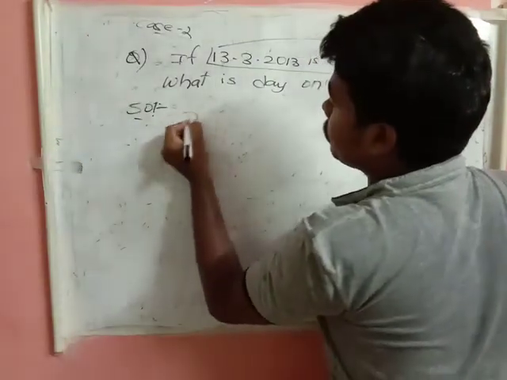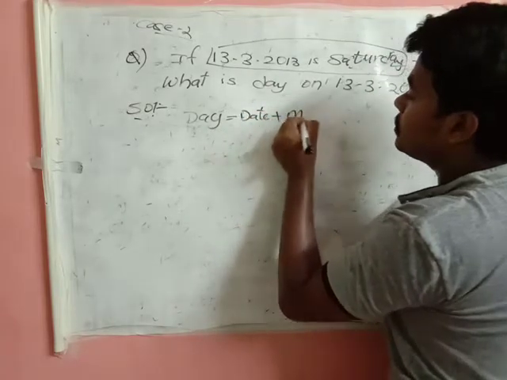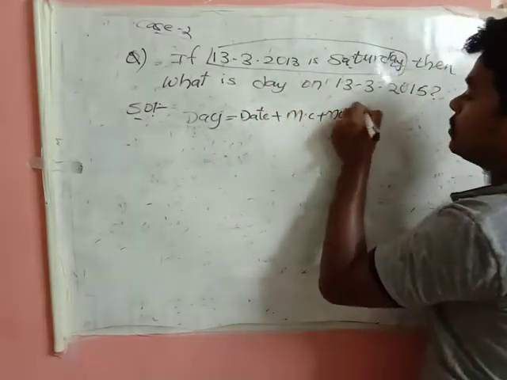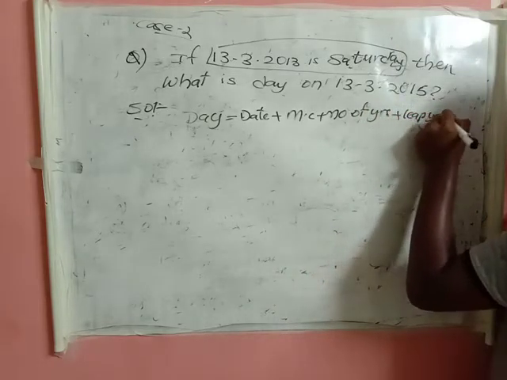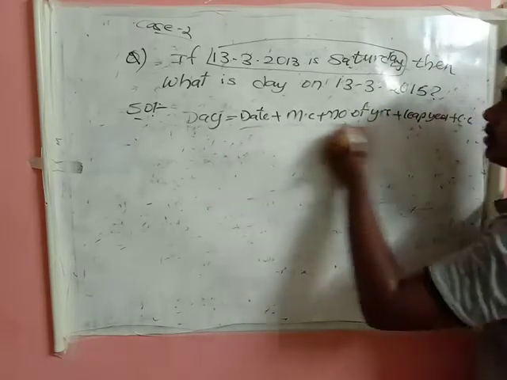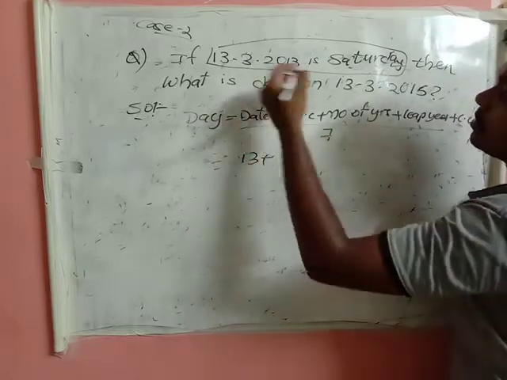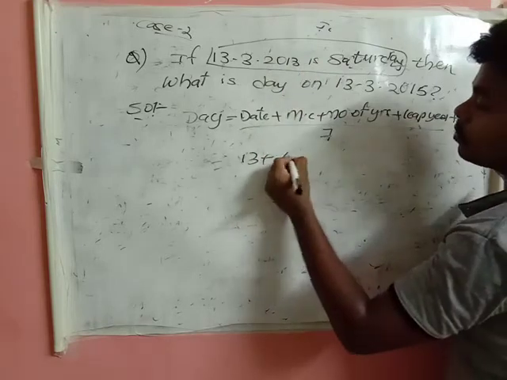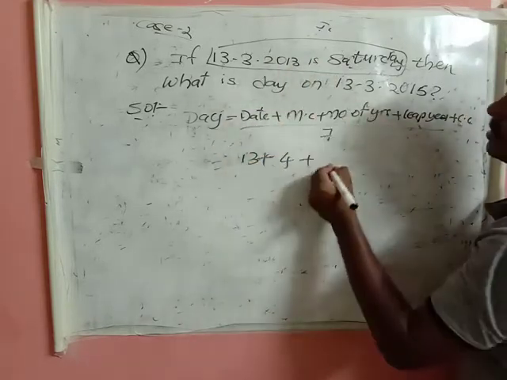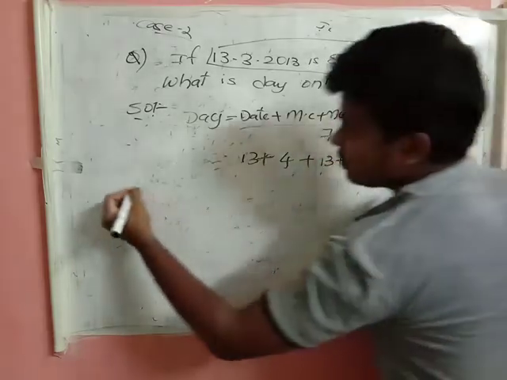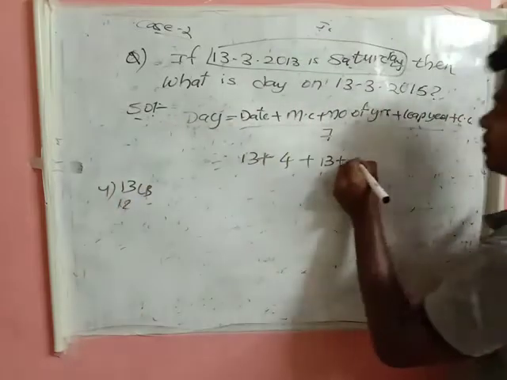So how to find my day? Day is equal to date plus month code plus number of years plus number of leap years plus century code, by 7. So what is the date? 13. So January, February, March. The month code for March is 3. The number of years is 13. How to find the number of leap years? You take 13, 4 3s are 12, so 3. So plus 3.